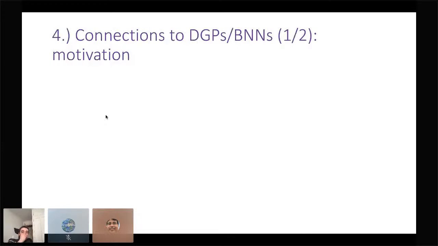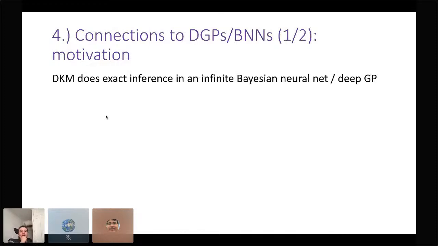Okay. So then fourth, it's also worth thinking a little bit about connections to deep Gaussian processes and Bayesian neural networks. Because I think this connection, and it's mainly theoretical, also gives quite a lot of power to the deep kernel machine setup. So it turns out that the deep kernel machine, if you set it up in a particular way, does exact inference in an infinitely wide Bayesian neural network or deep Gaussian process. And then these deep kernel machines actually become an ideal theoretical model for that neural network or deep Gaussian process.